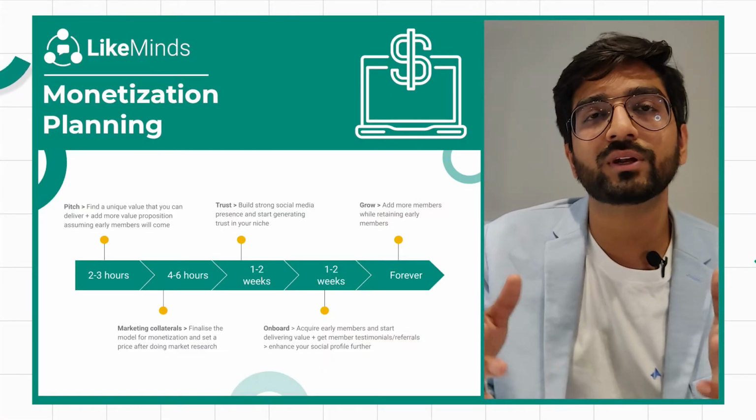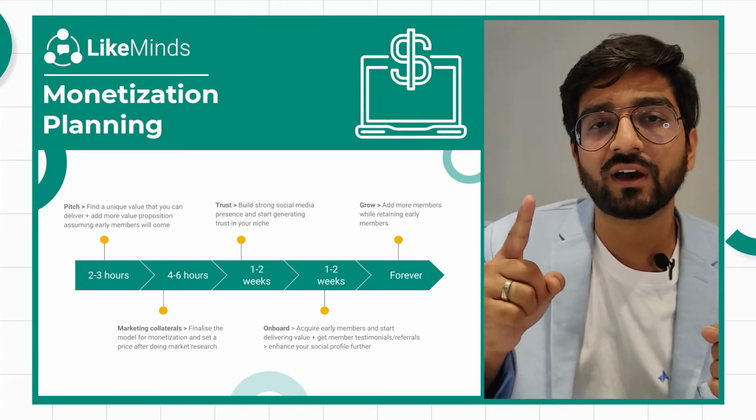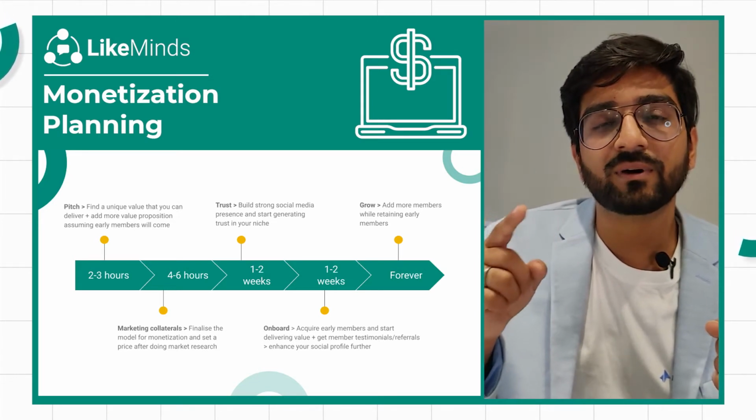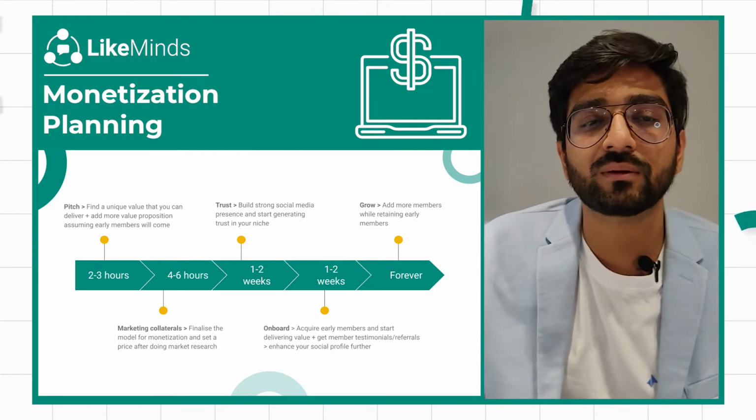I'm assuming that you've been doing research for a while now. Now you just need to think of that one value, or at least multiple values, out of which there is one value which you are yourself delivering to the early members.